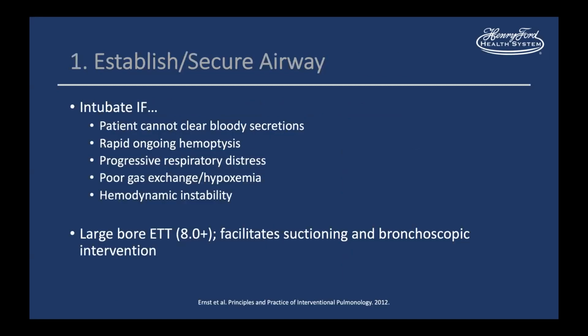So the first step after that would be to establish and secure your airway. Reasons to potentially intubate a patient: if they can't clear their secretions, if they're having rapid ongoing hemoptysis, if they are in worsening respiratory distress, if they're having gas exchange concerns with progressive hypoxia, or if there's any degree of hemodynamic instability. These patients should be intubated with a large bore ET tube, 8.5 at least, and the reason is it allows for bronchoscopic interventions and allows for suctioning.